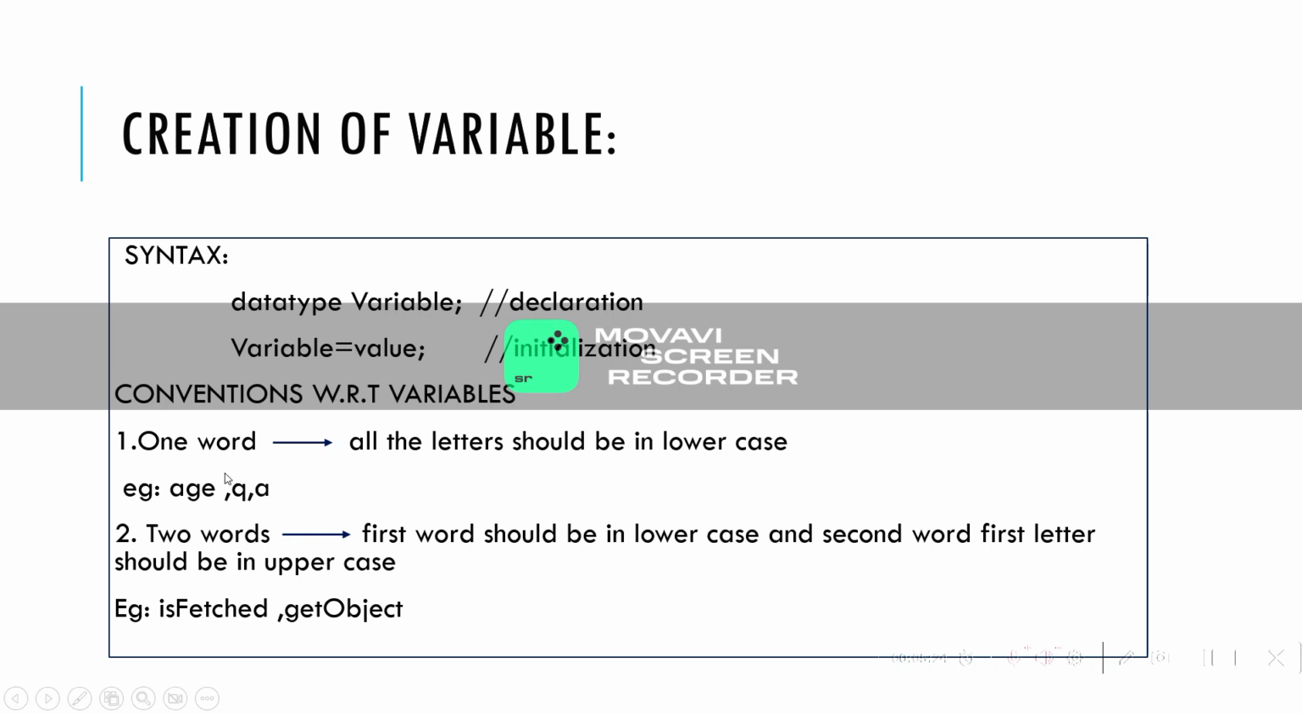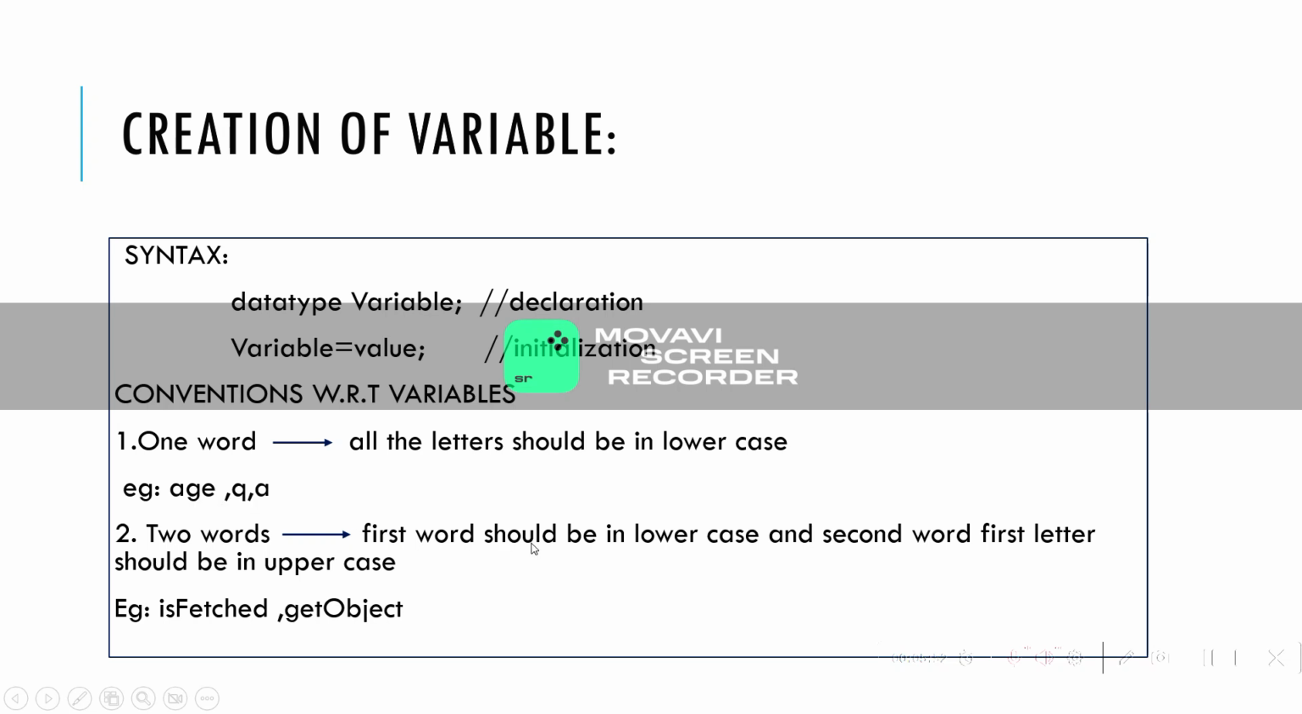If the variable is one word, then all letters should be in lowercase. For example, here see age, q, a. Here we consider the variable name, so whatever we want we can give. It is like a name. If it is in one word, all the letters should be in lowercase. See, everything is in lowercase.